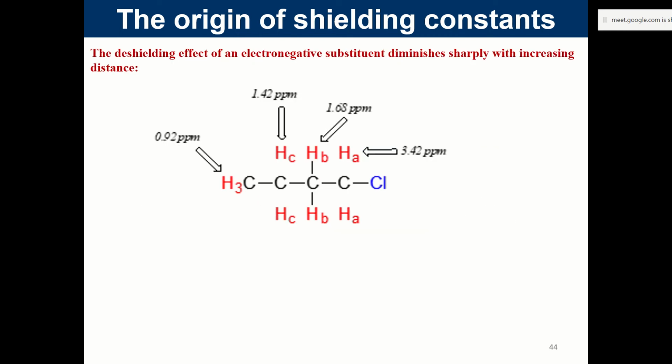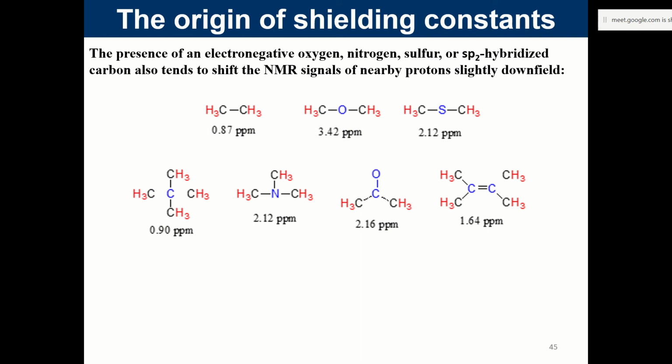And depending on the distance from the Cl atom, you can see Ha 3.42, then the next neighboring atom Hb. So you have A type, B type, C type, and the last one. All of them have some influence, and they clearly show a shift. Next, you can see oxygen, nitrogen, sulfur. The nature of the hybridization in the carbon can also affect this.